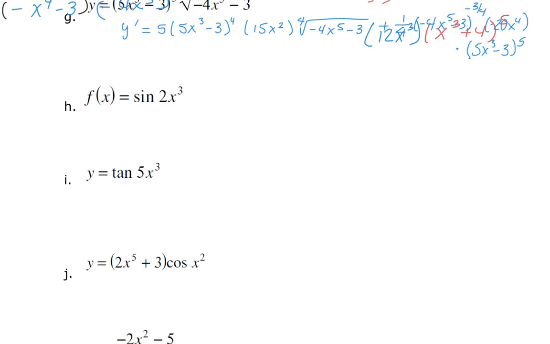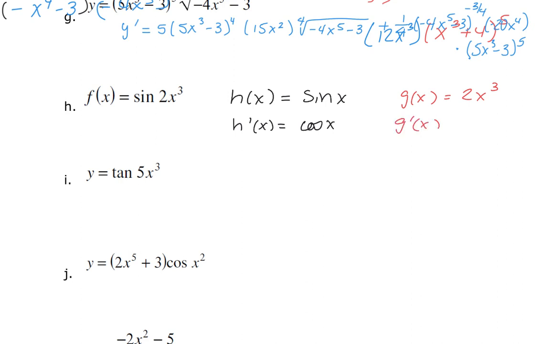With the trig functions, once again, I want to figure out who is my inner function and who is my outer function. Since they're using f here, I'm going to let h of x be my outer function, which is the sine of x. I'm going to have g of x still be my inner function, which is 2x to the third. h prime of x is going to be the cosine of x. g prime of x is going to be 6x squared.